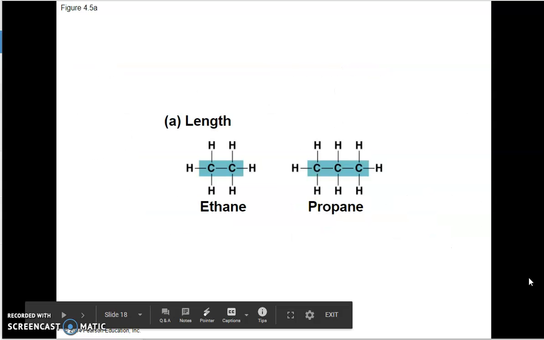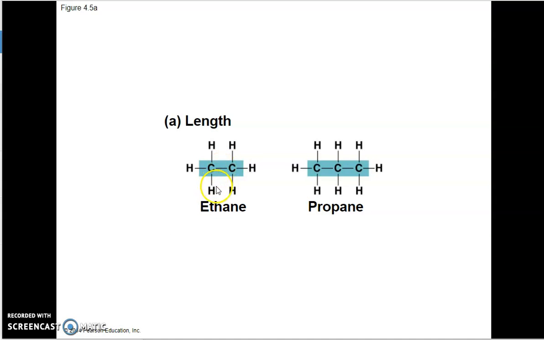Notice here the length. This would be C2H6 because there are 6 hydrogens surrounding those 2 carbons. Every one of these individual carbons has 4 lines coming off of it. That represents the 4 bonds that it has made. Propane would be C3H8. So it's basically the same thing. The length is the only thing that differs.